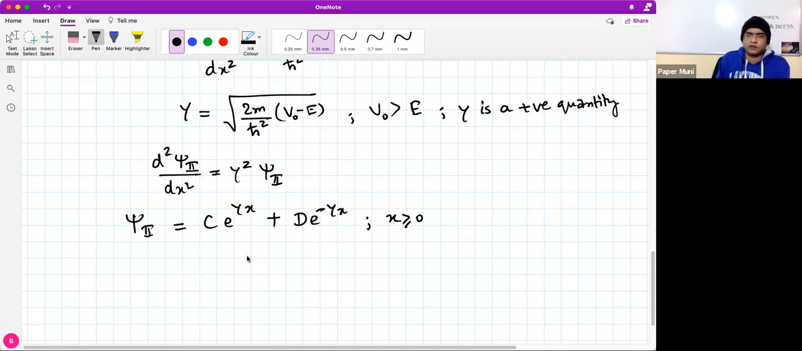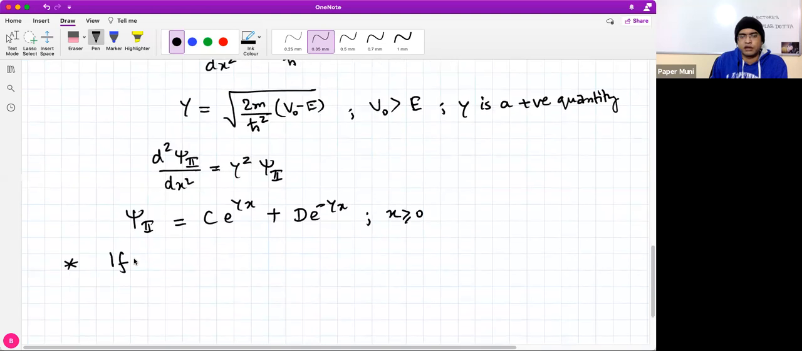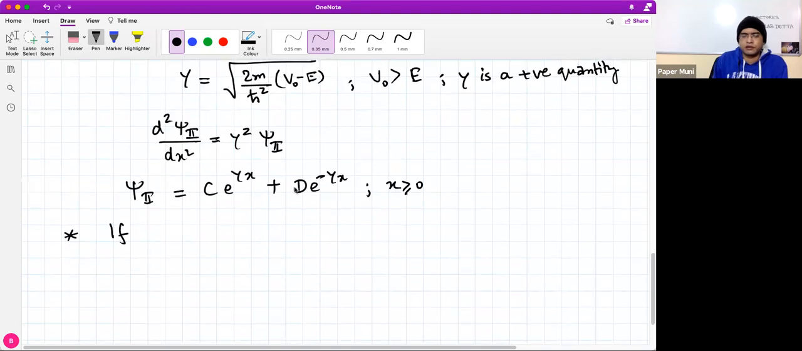Okay, in this case also the argument is different here. The argument is that we want the wave function to be finite everywhere. Now the oscillatory function which we got is finite everywhere in its region. In this case, gamma is a positive number. Now there is no iota here, so it is not oscillatory. So there is an exponentially increasing part and an exponentially decaying part.